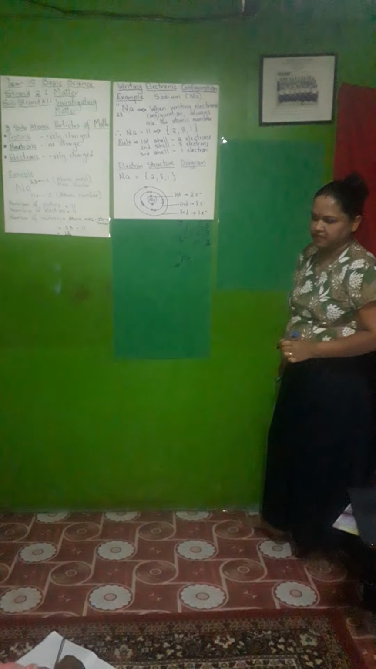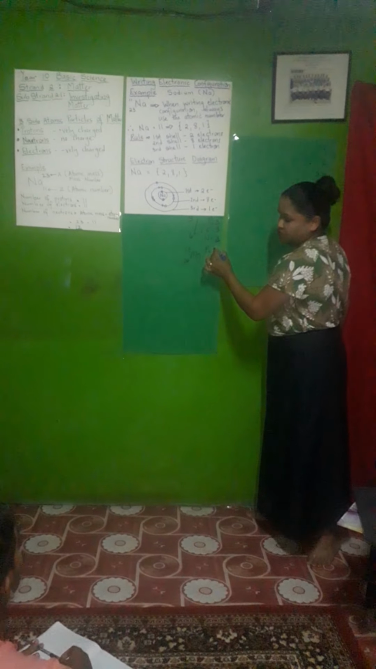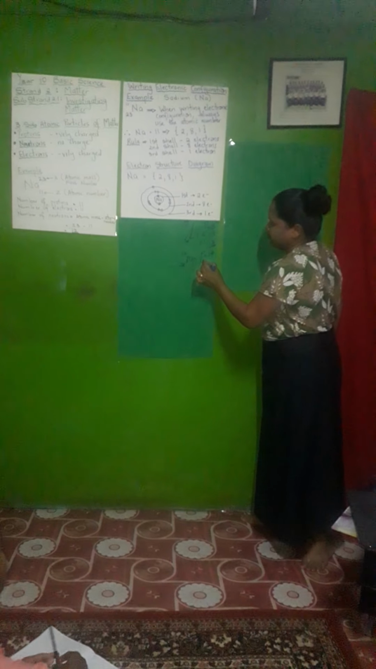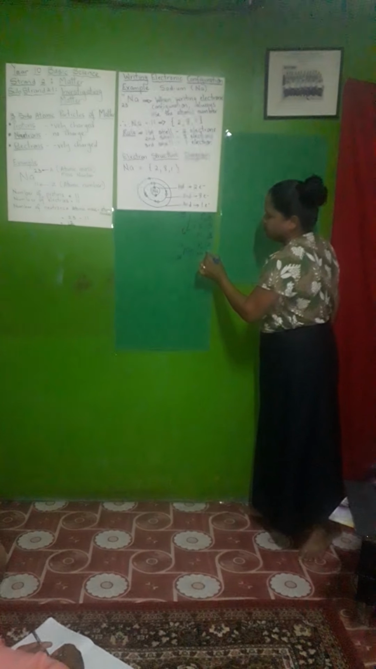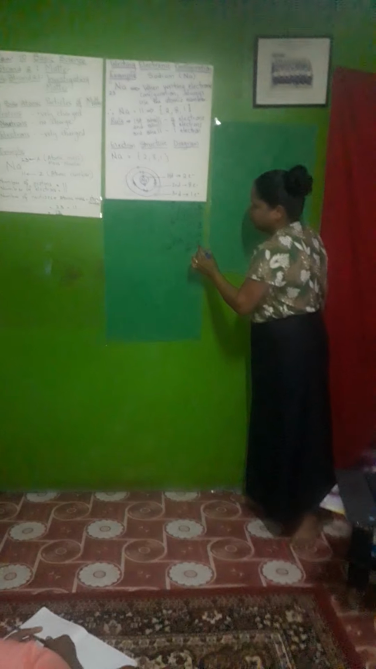The atomic number and 24 as the atomic mass. So the number of protons in magnesium is 12, the number of neutrons is equal to 12, and the number of electrons is equal to 12. Very good.